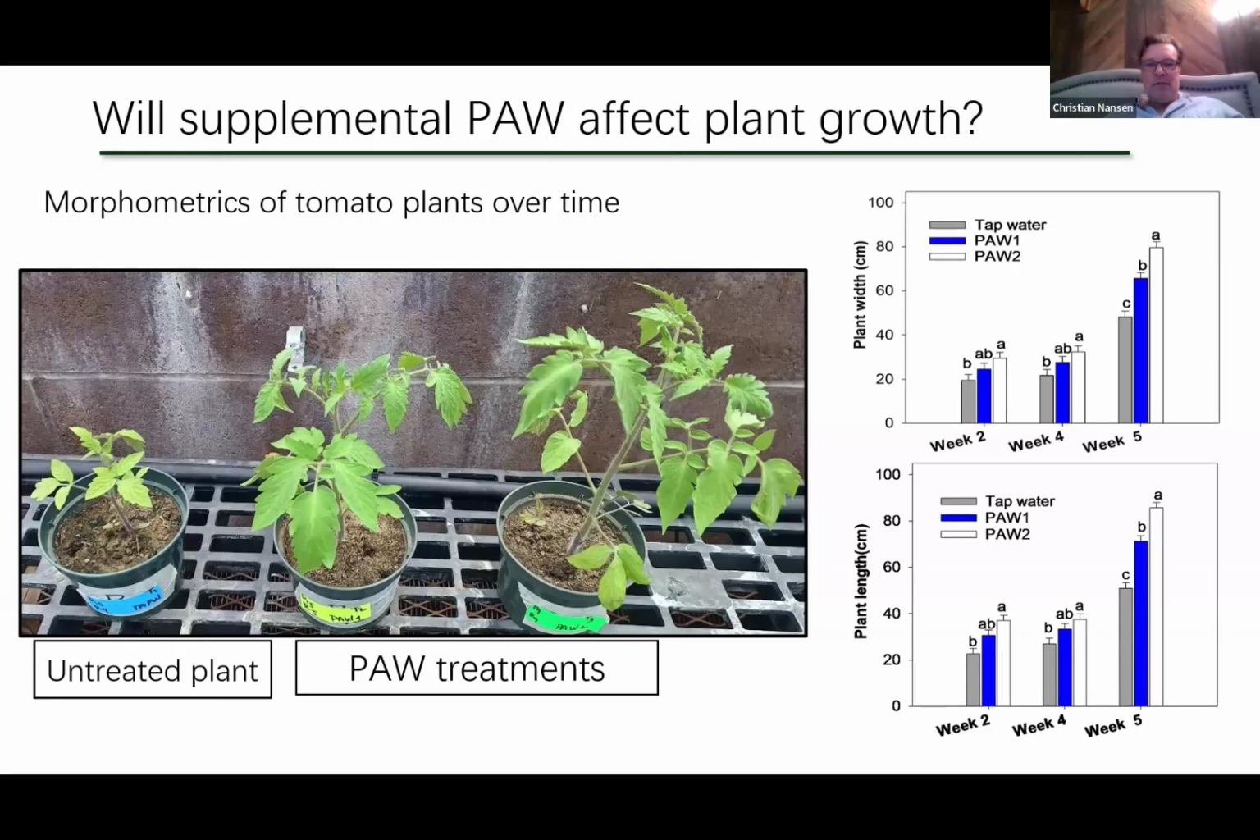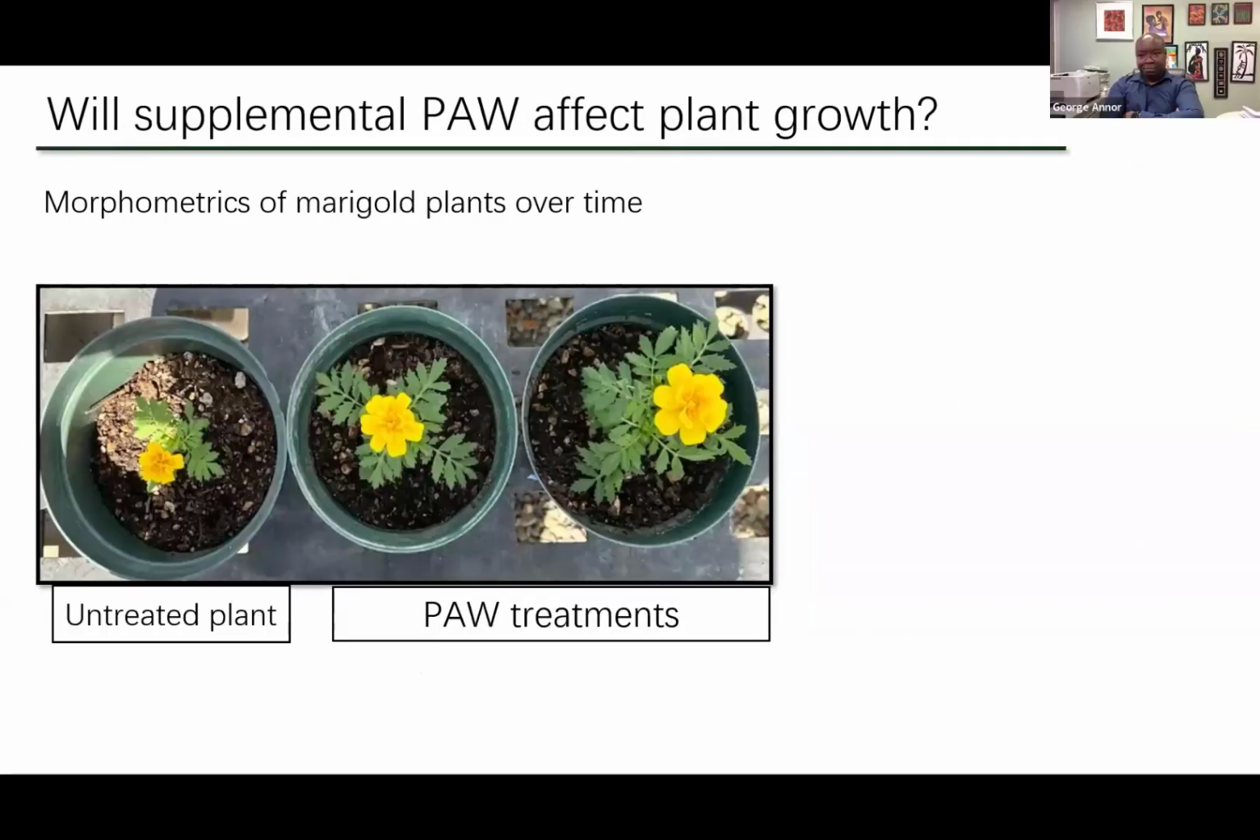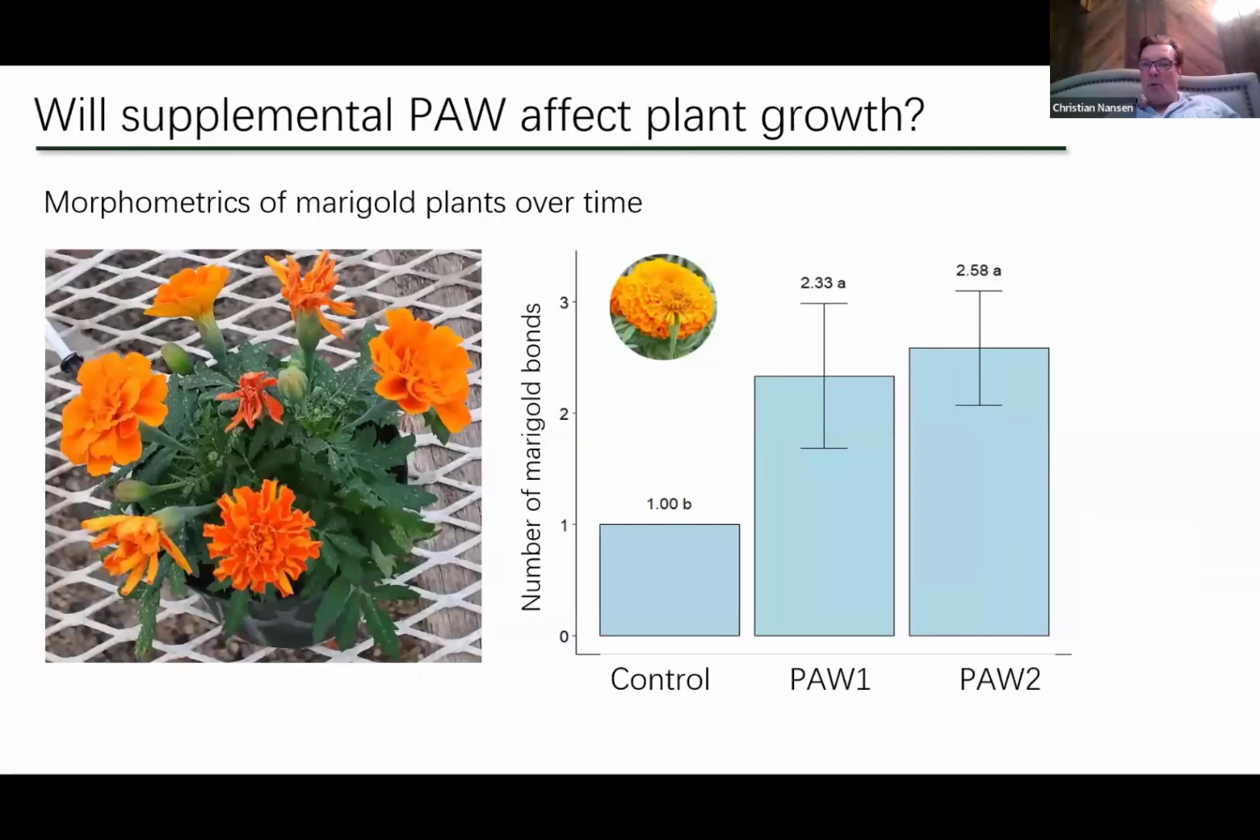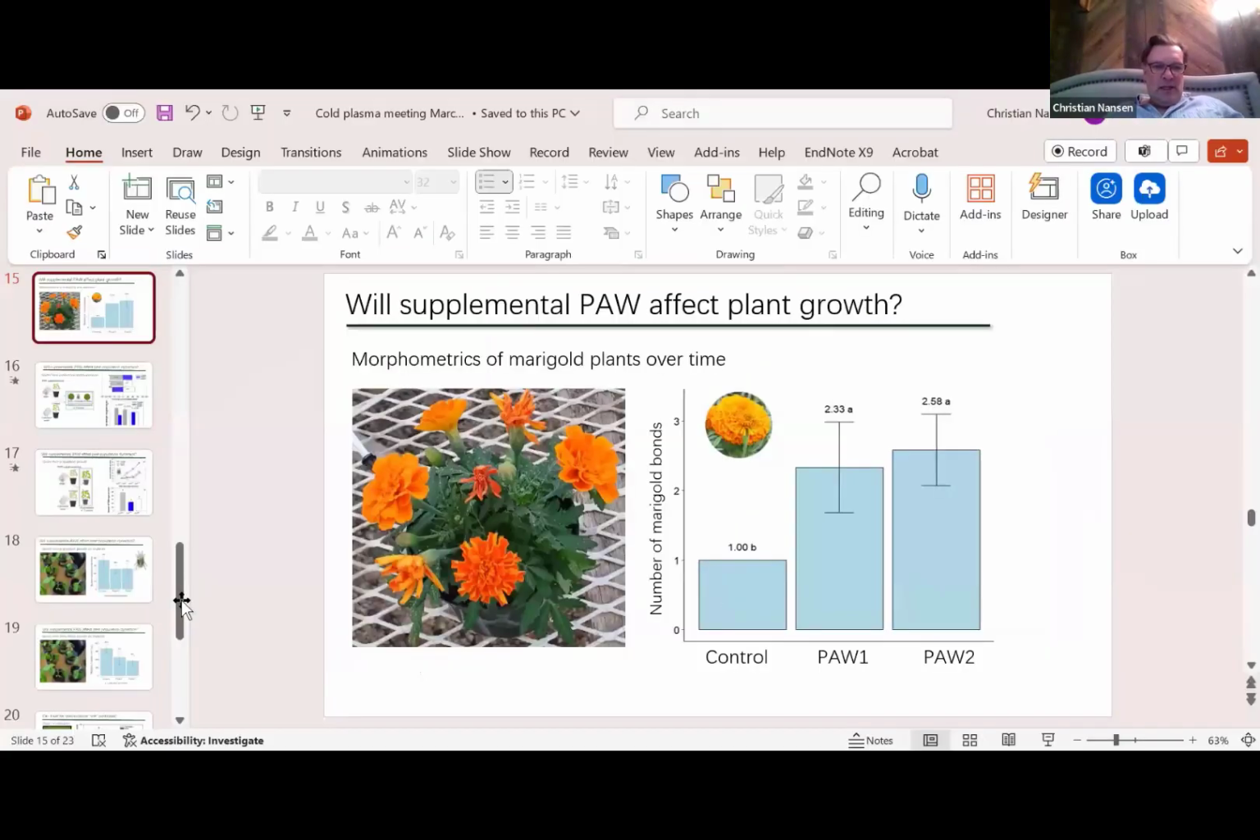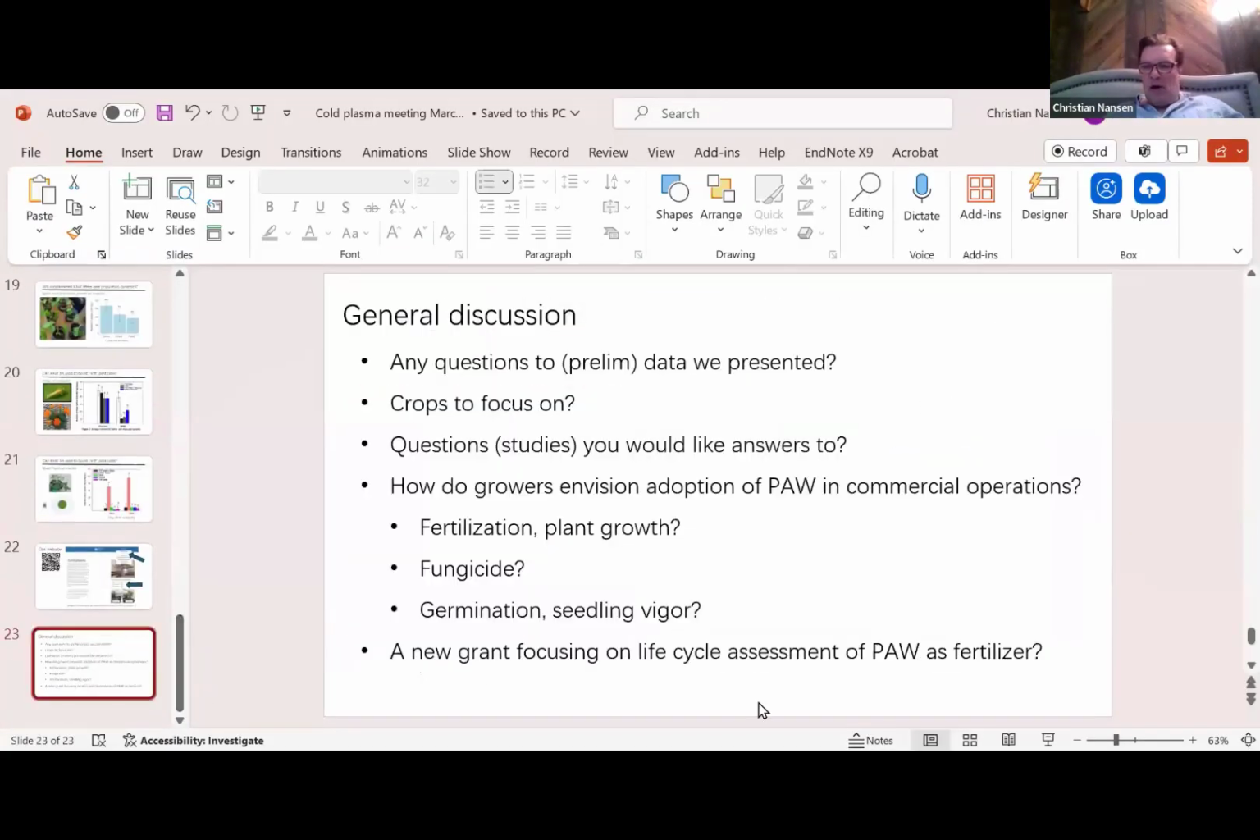This is for real. We also saw this in ornamentals, here in a marigold. We definitely had bigger plants. We also had plants that had more flower heads. So there is definitely some value to this even after the germination and seedling stage. But let's jump back in. So are there more questions?